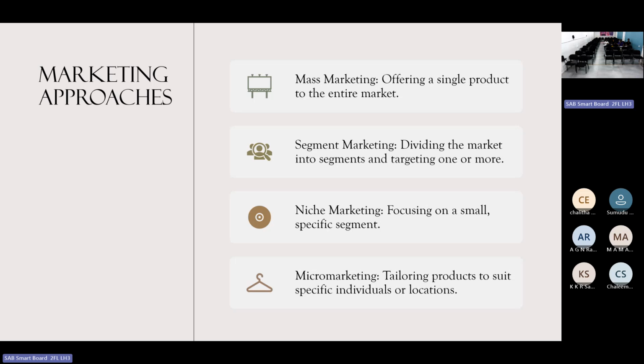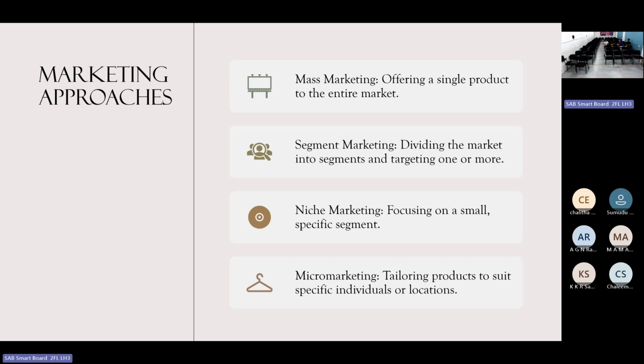So here, marketing approaches means how we are going to reach customers or how we are going to serve customers, right? When it comes to an organization, when we are first producing a product, we have to select whether we are going to serve that product to the entire market or whether we are going to select a few customers. So we have to decide to whom we are going to produce and serve it. For that, we use different approaches.